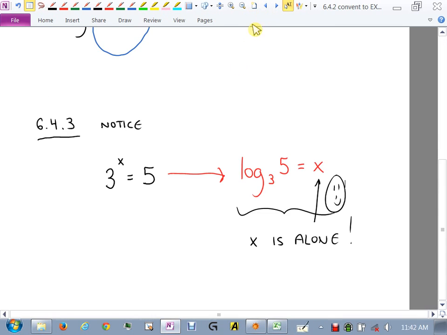No, log is a function. Log is the name of a function.